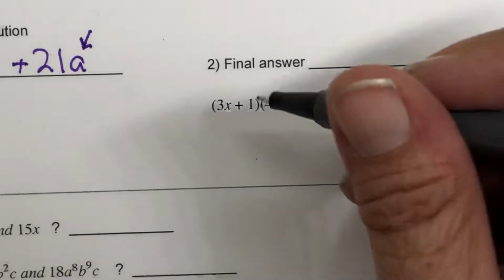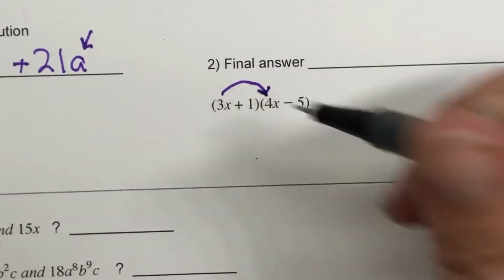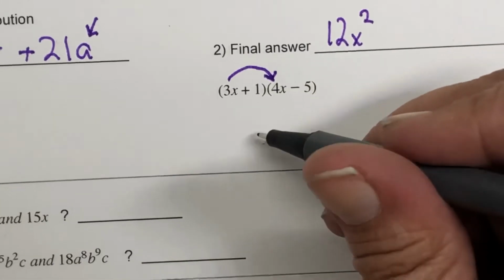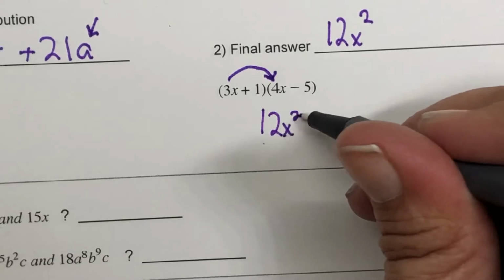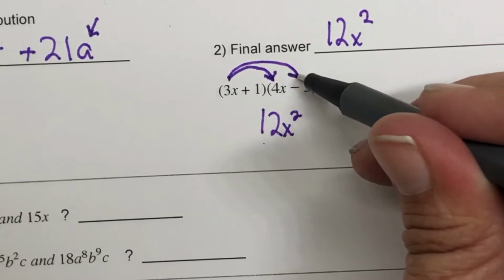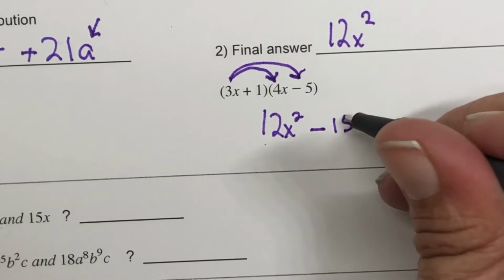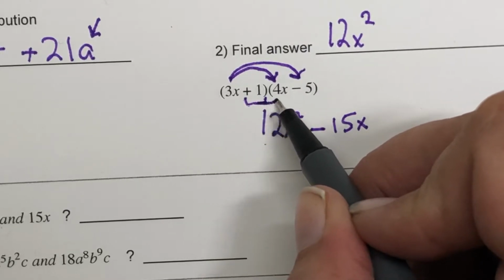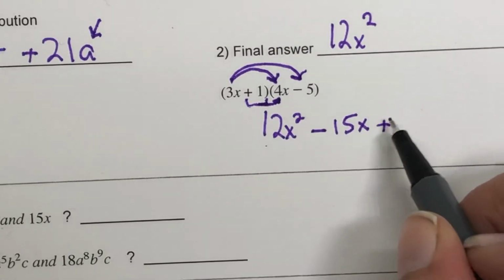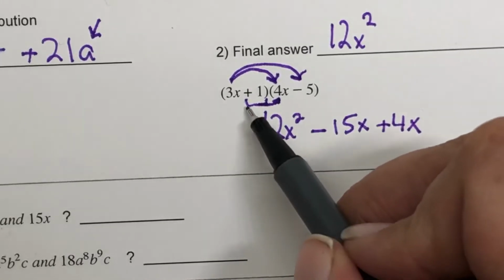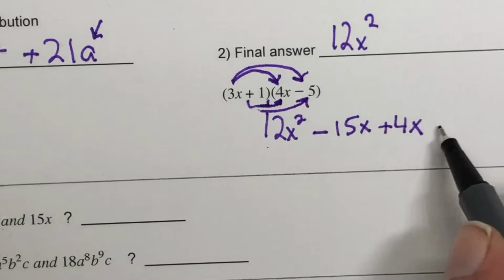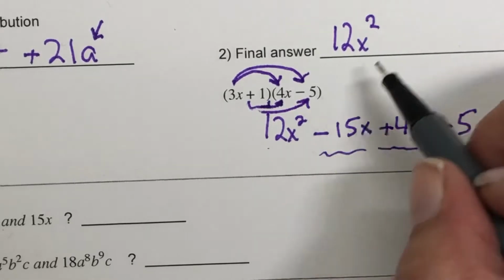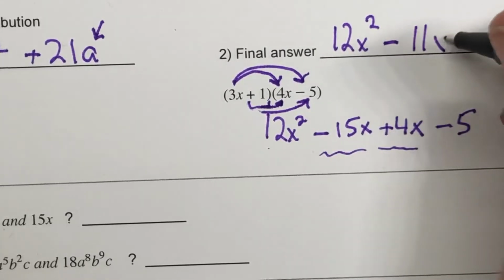Then this other distribution one, 3x times 4x, that's 12x squared. Actually, I'm going to write it down here. 12x squared. Then 3x times negative 5 is negative 15x. And then remember, now this 1 gets to multiply. 1 times 4x is 4x. And 1 times negative 5 is negative 5. Then you combine like terms, and you get 12x squared minus 11x minus 5.